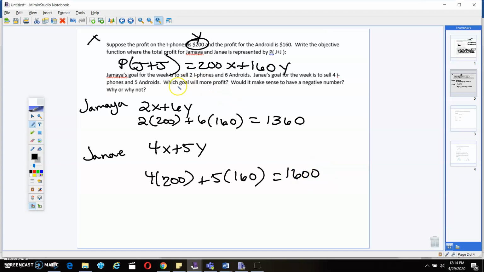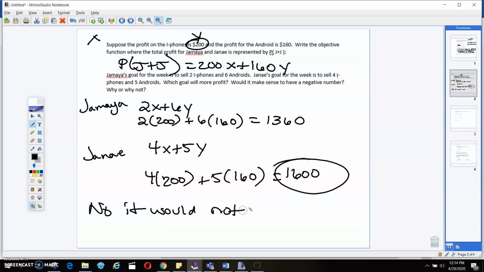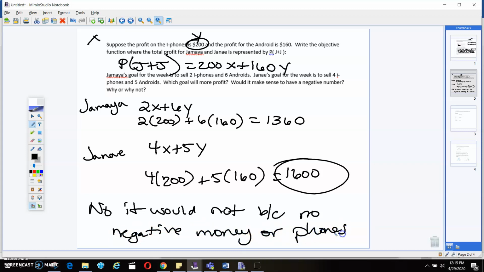So which goal would make more profit? Janae would make more profit. And then, would it make sense to have a negative number? No, it would not. And why is that? Because we can't have negative money. We can't have negative phones. Because that means that they would be owing it. Like, that negative number would be like if you broke an iPhone. That would suck. But that's the case. Alright?